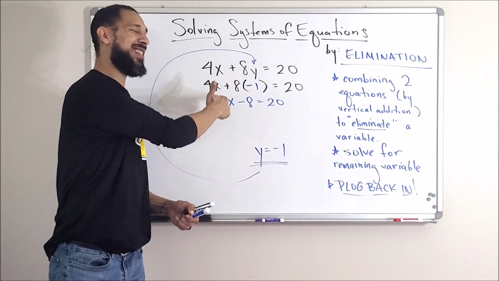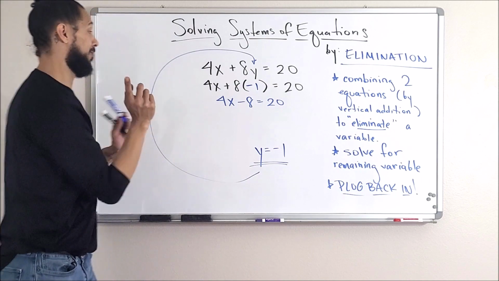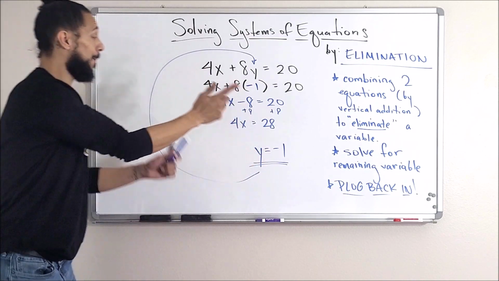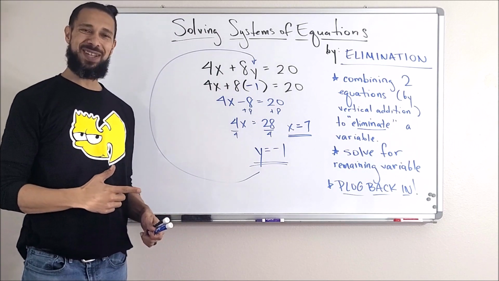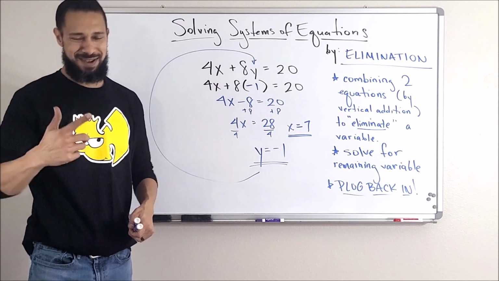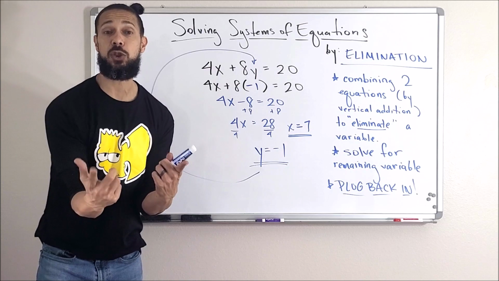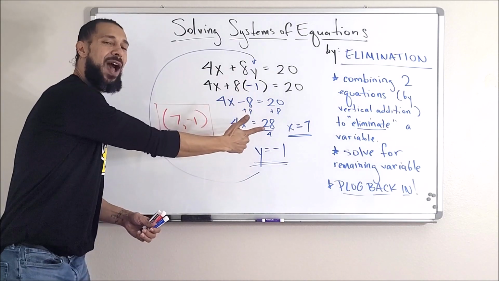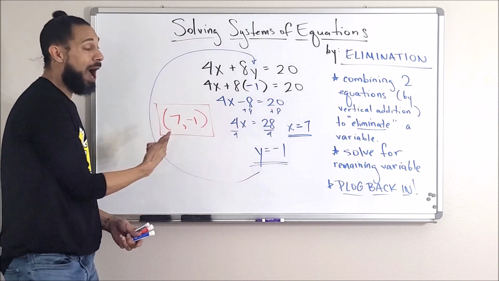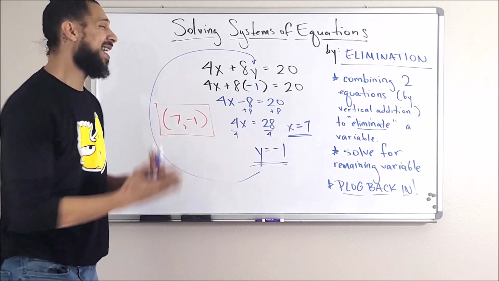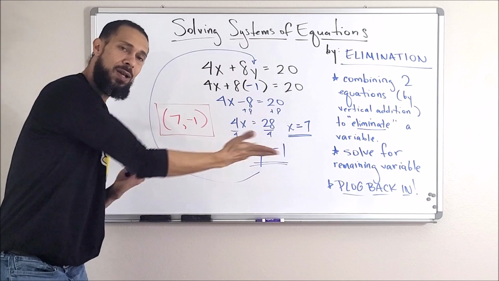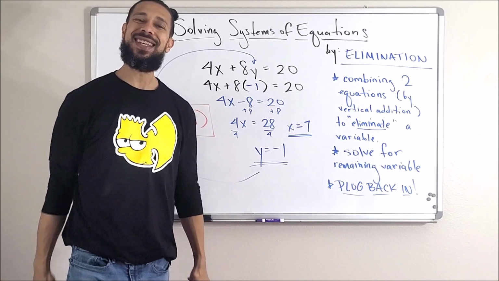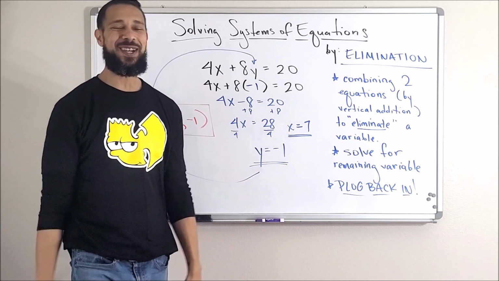Step number 1, 8 times negative 1 is negative 8. Step number 2, add 8 to both sides, 4x equals 28. And then finally divide both sides by 4, x equals 7. Now let's talk about how we write the solution. The x value of my intersection point is 7. The y value of my intersection point is negative 1. If I were to graph those two lines that we started with, they would intersect at that point right there.